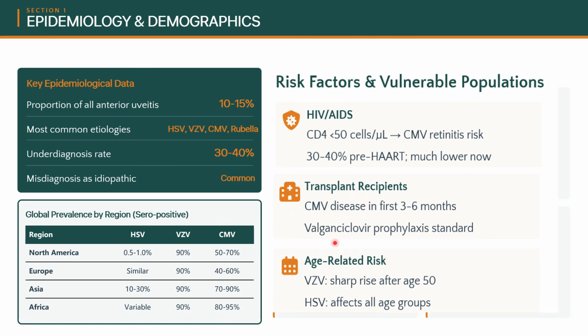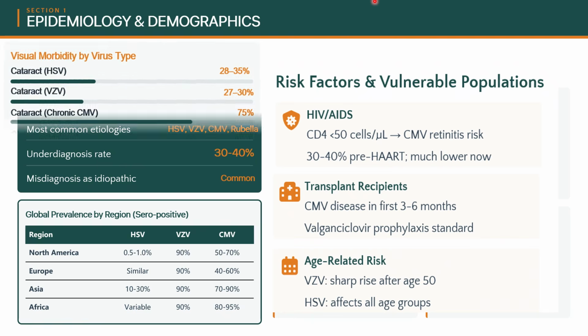And another age group, as I said, is that old people are prone to varicella zoster, and herpes simplex below the age of 60 years. But regarding age group, there are no exceptions; all age groups can be affected.